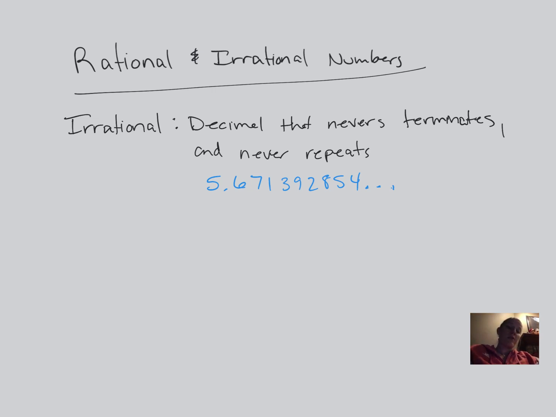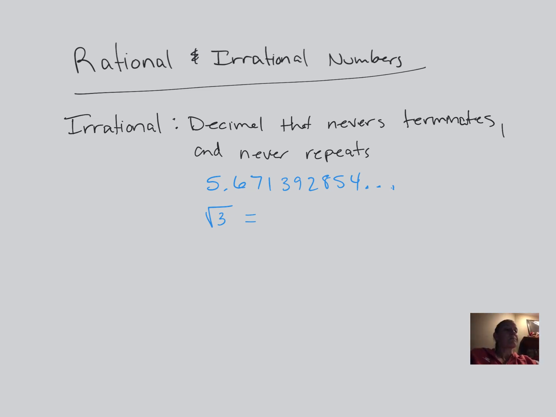Another example would be square root of 3, for example. If you were to put square root of 3 into your calculator, you get a decimal. I don't know what it is. You get a decimal that will keep on going and never repeat. So that would be an irrational also. So one way to tell is to put it in the calculator.